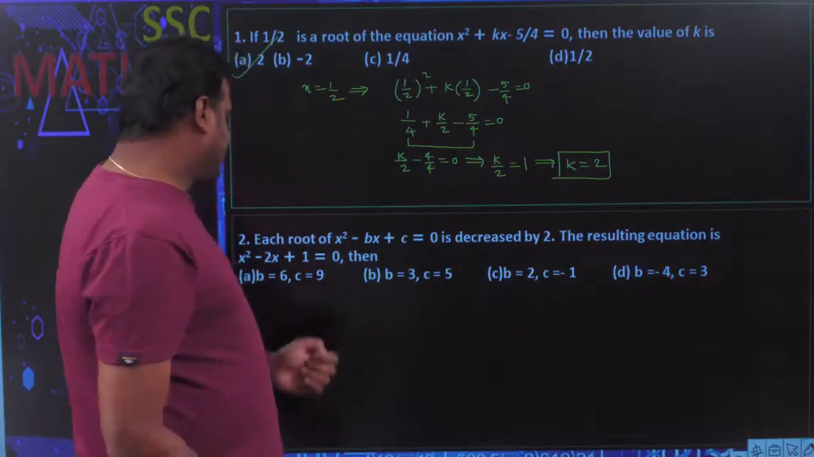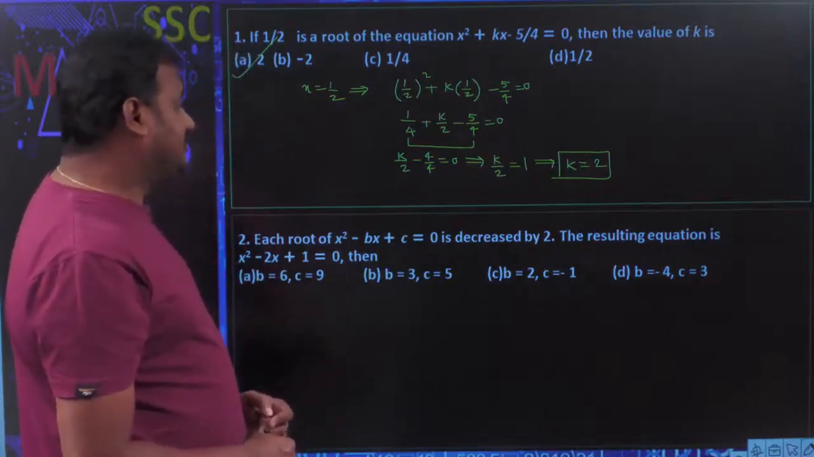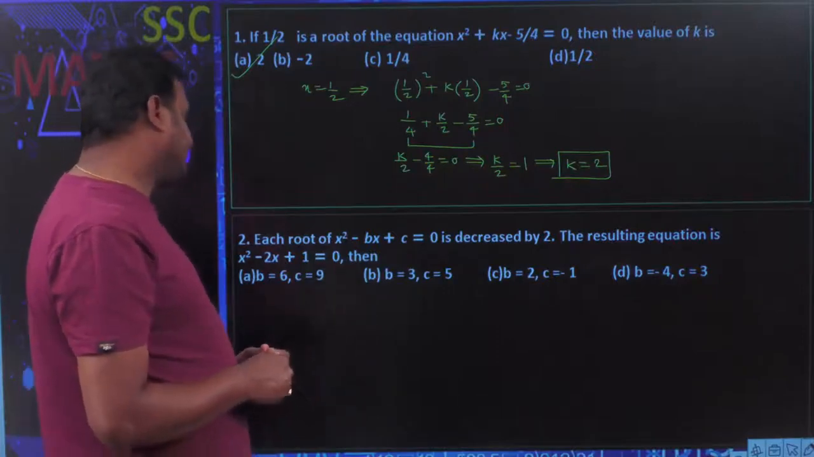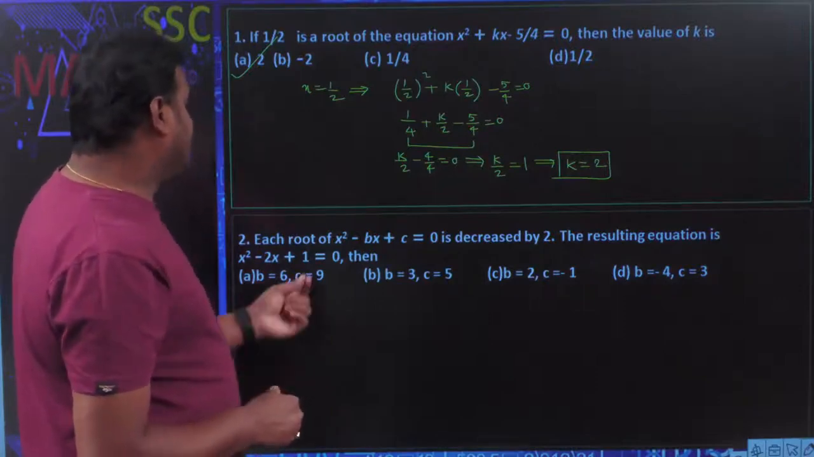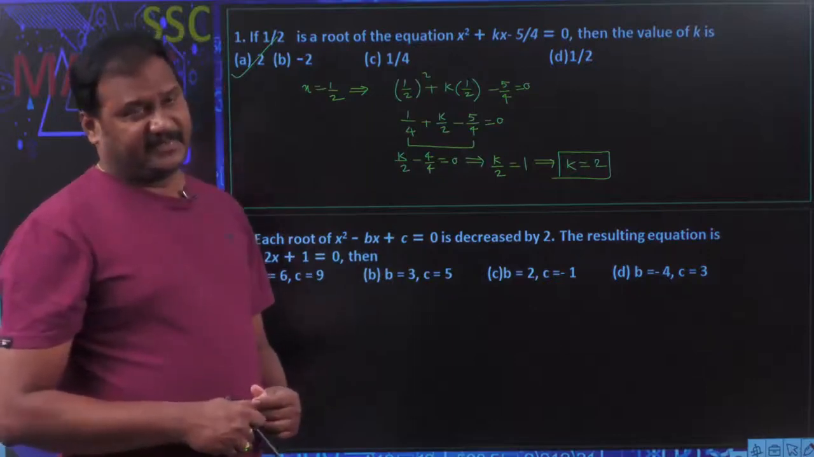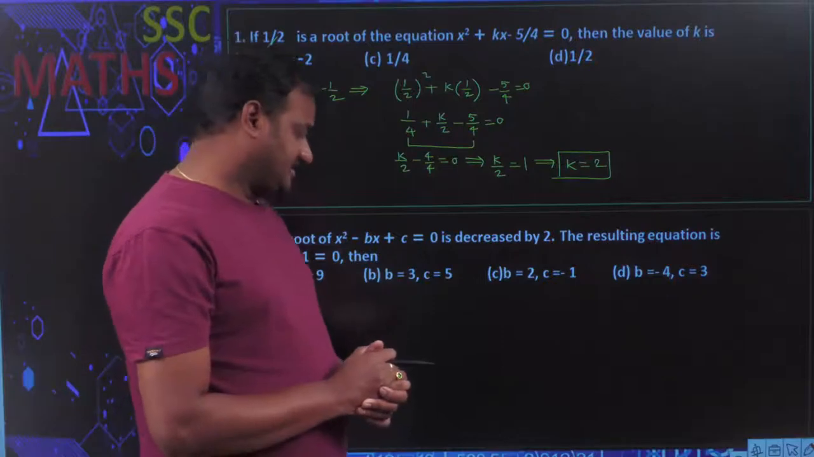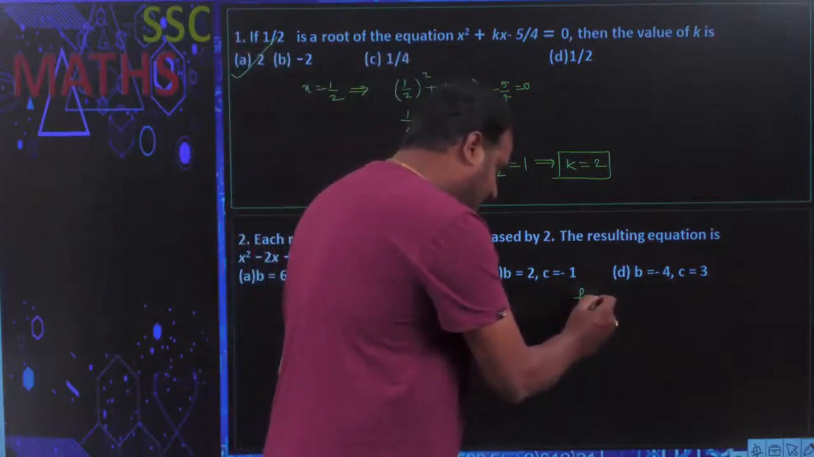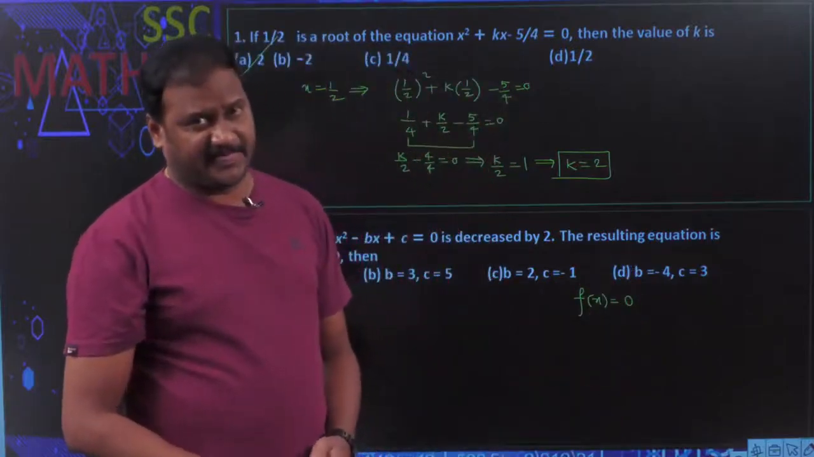Right? Coming to the next problem: each root of x square minus bx plus c equal to 0 is decreased by 2, then the resulting equation is x square minus 2x plus 1 equal to 0. Then what is the value of b as well as what is the value of c? See, here one thing that you will have to understand: f of x is one quadratic equation. F of x is equal to 0 is one quadratic equation.